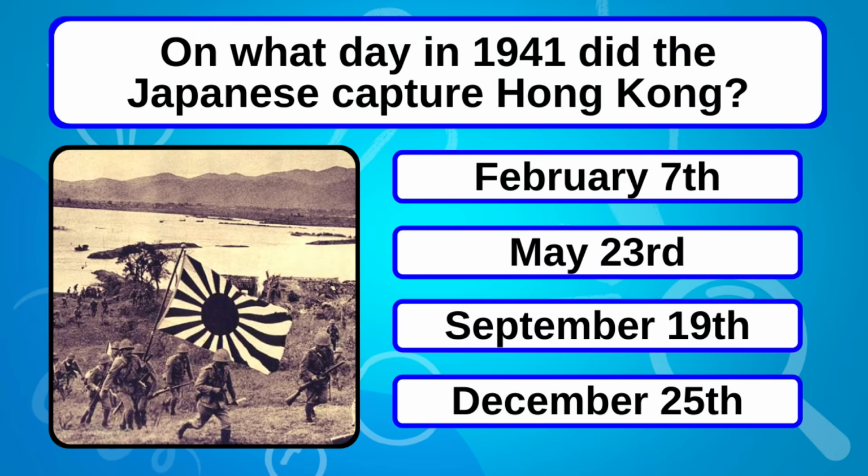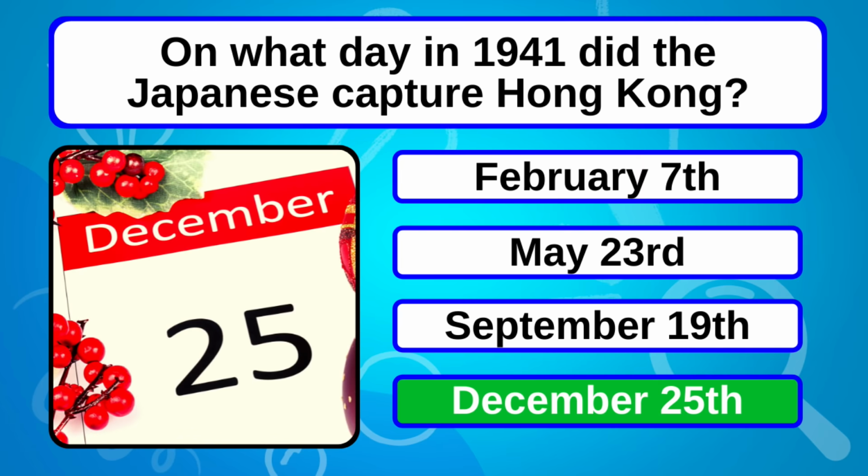Question 26. On what day in 1941 did the Japanese capture Hong Kong? February 7th, May 23rd, September 19th, or December 25th? December 25th.